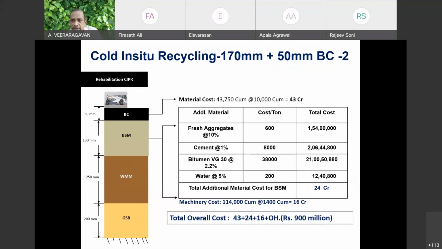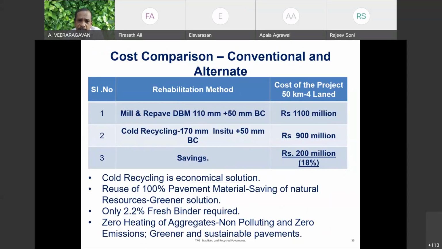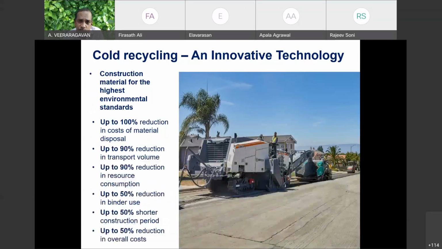So in another case, we find that when they recycle 170 millimeter of a binder course, the overall cost is nearly about 90 crore rupees in that project. So in the cost comparison, there is about 18% savings because of reusing material, zero heating of the aggregate, and emissions are minimal or none, so it's a greener technology that can be adopted. Cold recycling will be the future innovative technology because it reduces the cost of material disposal, transport volume, resource consumption, binder usage, construction period, and overall cost. So we should resort to sustainable pavement engineering by adopting cold mix.